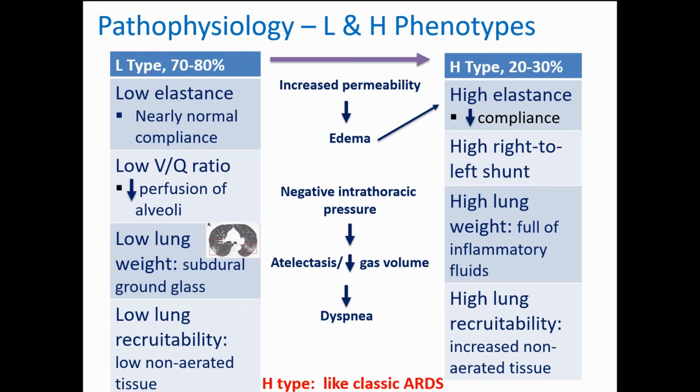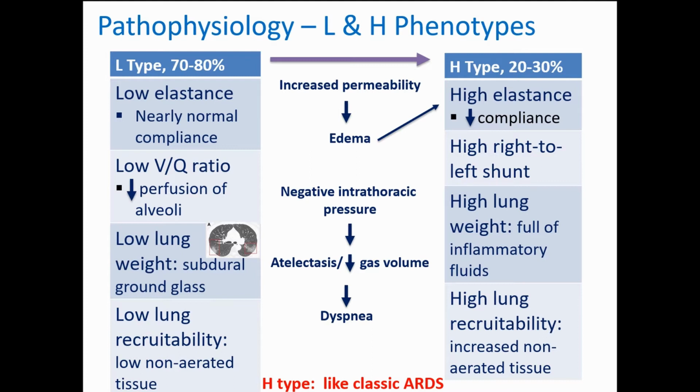In L types, you would expect low elastance. Well, compliance can be nearly normal, and some may dispute that. And I'll be happy if somebody among you is willing to dispute that, that's fine, because the goal of my presentation is that we learn from each other, not just me talking. It's always better to learn from each other. Then the VQ ratio changes, with low perfusion in the alveoli. Okay, then you see the process of ground glass formation that could be picked up by CT scan.